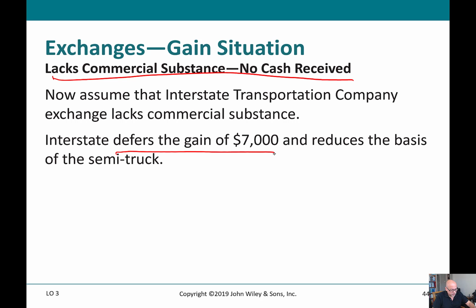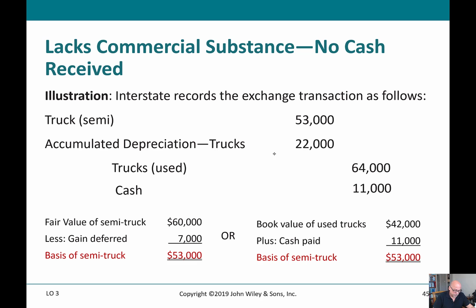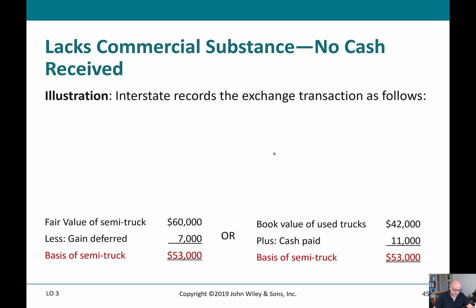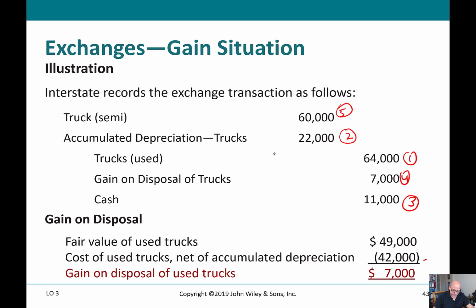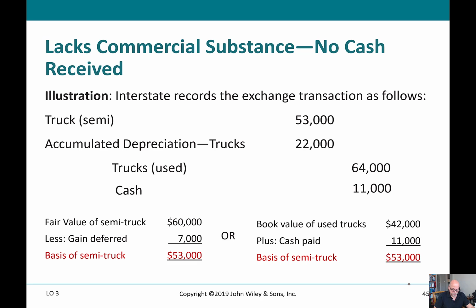So let's take a look at this. Gain, no cash is involved. No cash is received, I should say. There is cash paid, but notice that we have a gain and we are not taking that gain. So in this transaction, the gain was what? This 7,000, but we're not going to take any of this gain because now it lacks commercial substance and no cash was received, cash was paid.